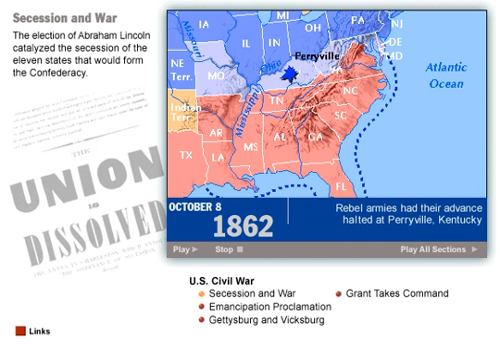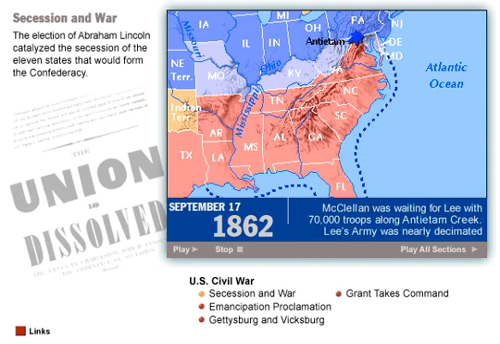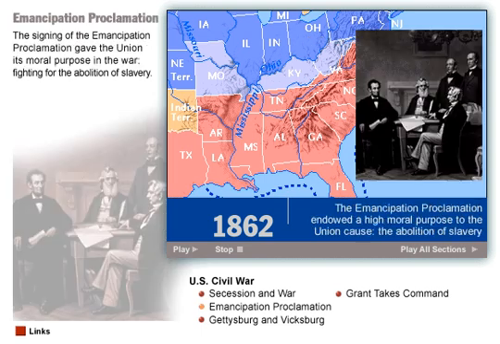In the West, rebel armies rolled into Kentucky, where Union forces staved off their advance at Perryville. On September 17, 1862, the bloodiest day of the Civil War, McClellan turned back Lee at Antietam Creek, Maryland. Although a tactical draw, Antietam gave Lincoln the political opportunity to issue the Emancipation Proclamation, and thereby to endow the Union cause with a high moral purpose, the struggle to end slavery.